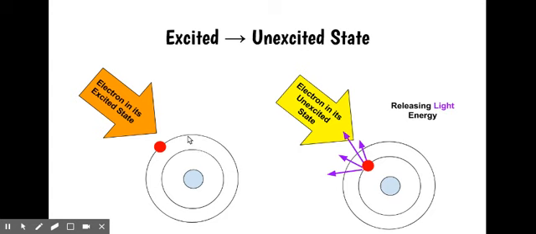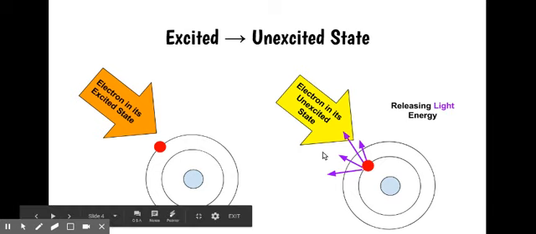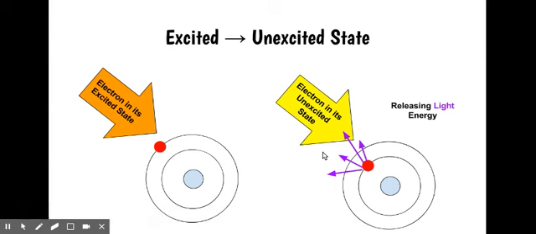So if they're at their excited state, they've moved away from the nucleus, they're going to have to drop towards the nucleus once again because they're going to release that energy and get back to the unexcited state because they just can't maintain that. And when they do and they release that energy, it's in the form of light energy. And that's when we see the flame test results.